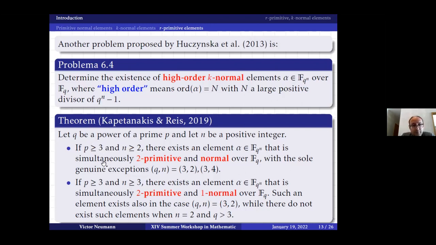So this solves completely the case of r equal to 2 and k equal to 0. And next, also for n greater or equal than 3, we always have 2-primitive 1-normal elements. And for n equal to 2, there exists also this kind of element when q is equal to 3, but not in the other cases. So this result solves completely the case of r equal to 2 and k equal to 1.